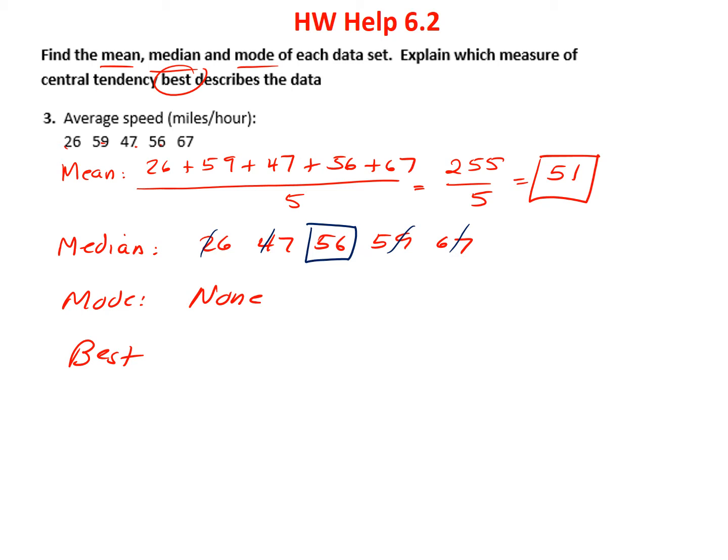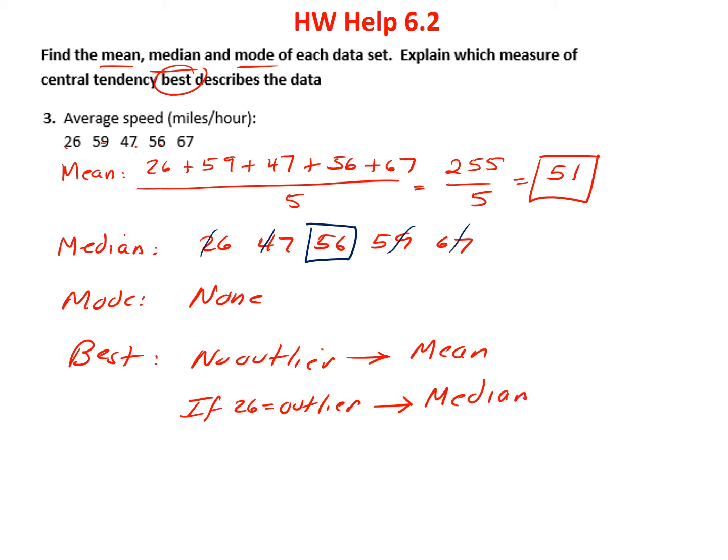If you say there's no outlier, then that would mean the best would be the mean. However, if you said 26 is an outlier, and this is a matter of opinion, then you would go with the median. That's the rule we want to keep thinking in our heads. If we don't have any outliers, those extra big on one side or extra small on the other, then we use the mean. Otherwise, we use the median.